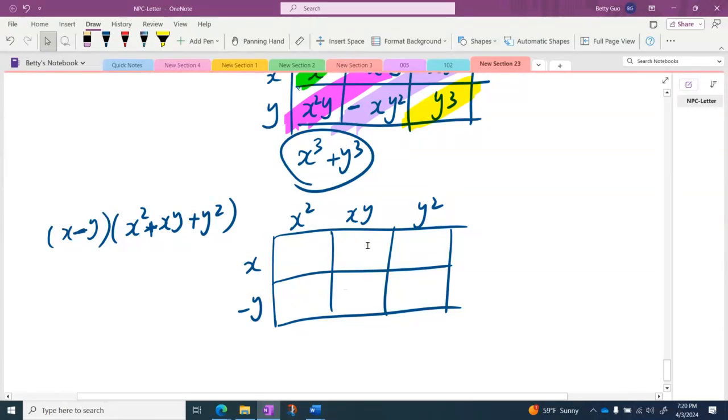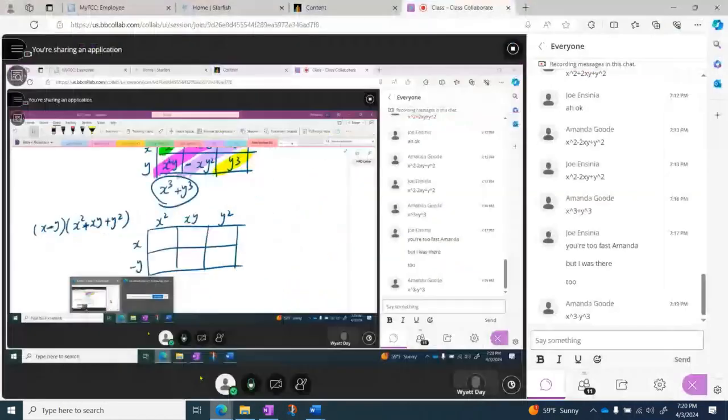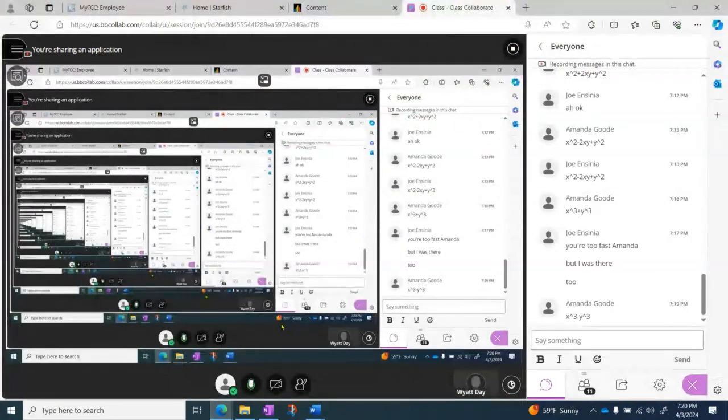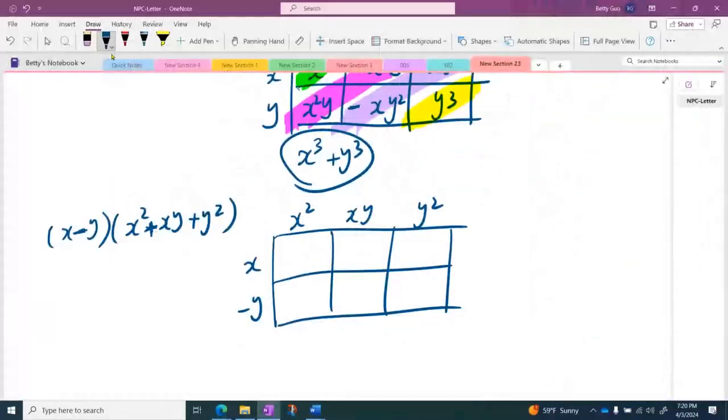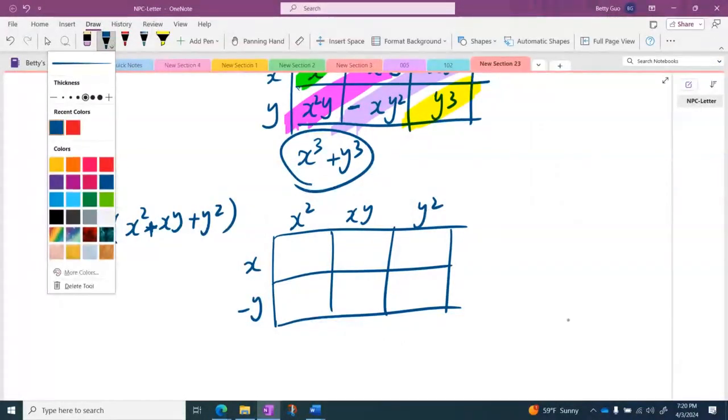Okay, let's see who's the first. Amanda. X cubed minus y cubed, that's correct. Very good. It is x cubed minus y cubed.